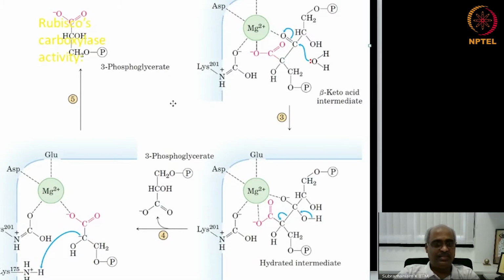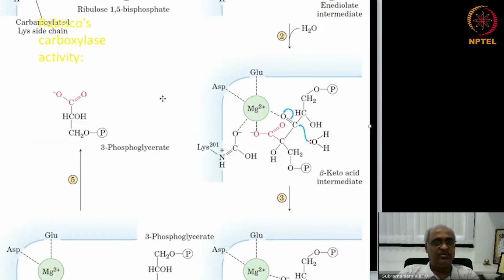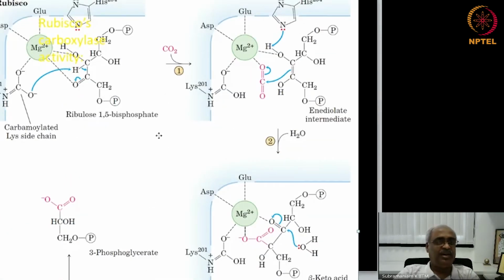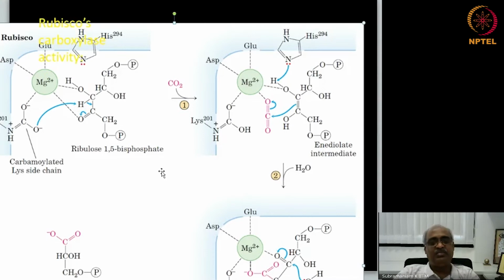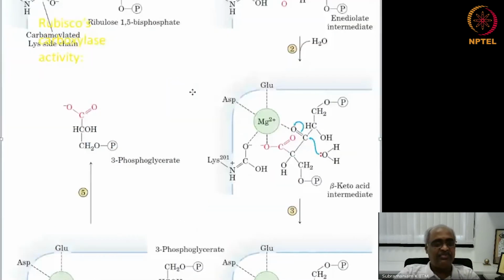So this is the reaction mechanism of Rubisco. Okay, the most abundant enzyme, and the enzyme that makes all our food. Okay, so this is how our food actually starts its journey from air, carbon dioxide. This is the way it ends up becoming 3-phosphoglycerate, and from there it is, as they say, rest is history.